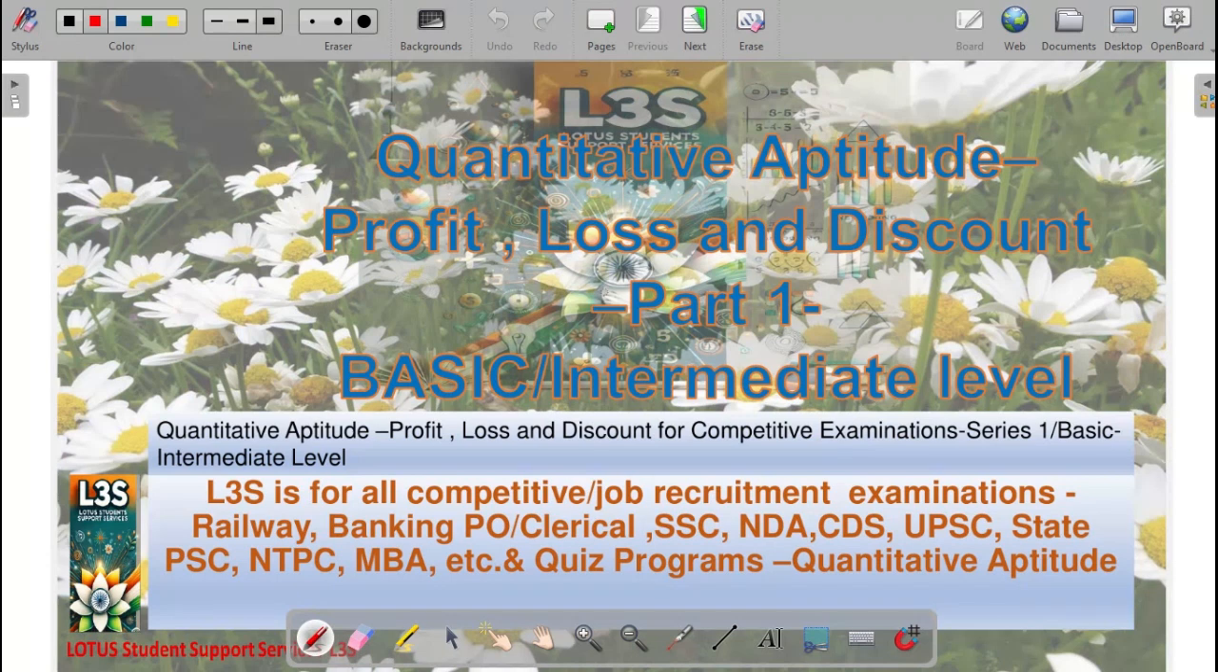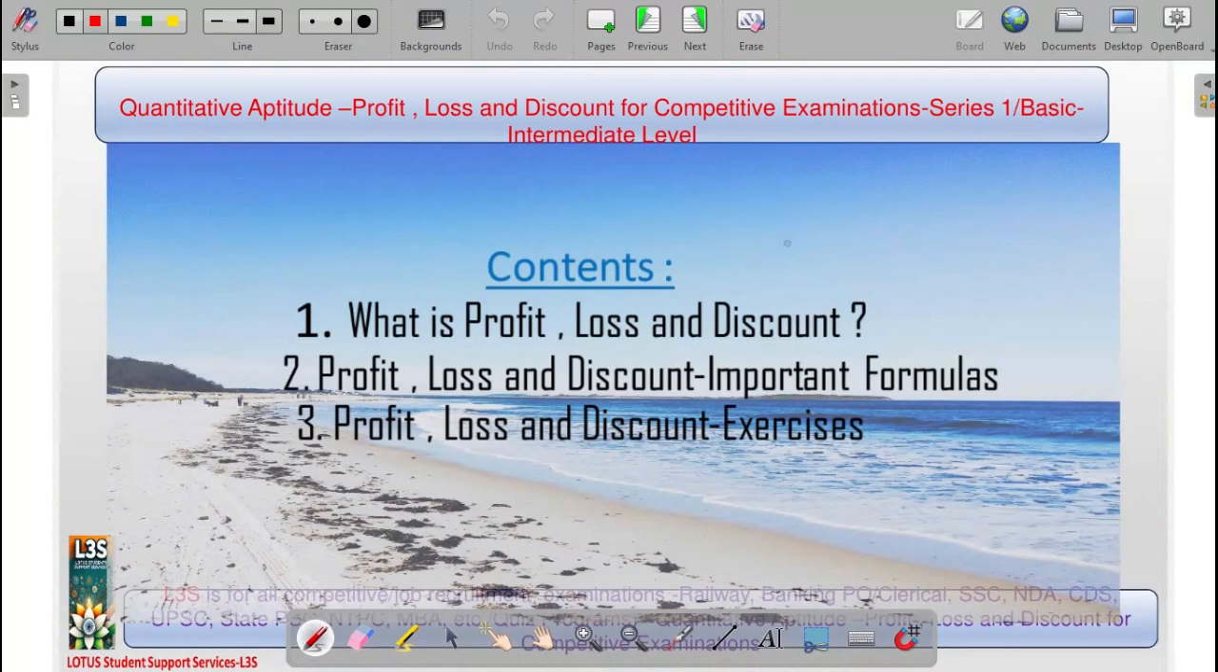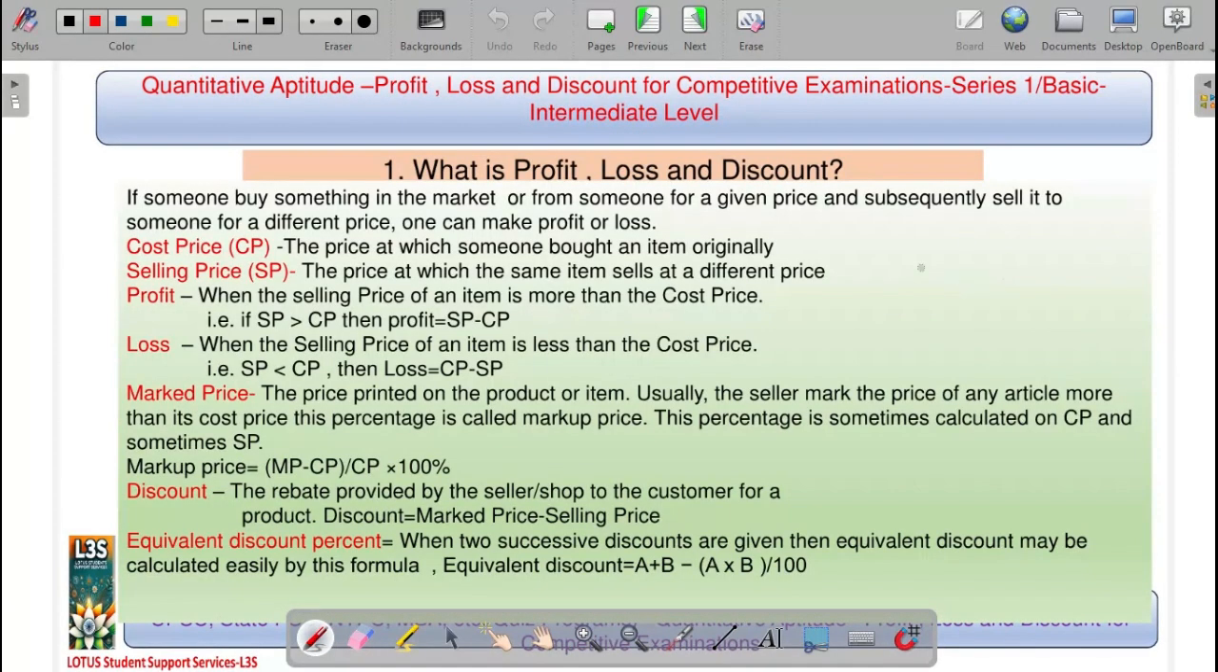Welcome to Altrius. In this session, we'll discuss a very important topic. It is about profit, loss, and discount. So let's get started. We'll discuss what is profit, loss, and discount, then some important formulas, and then some important exercises. First, what is profit, loss, and discount?